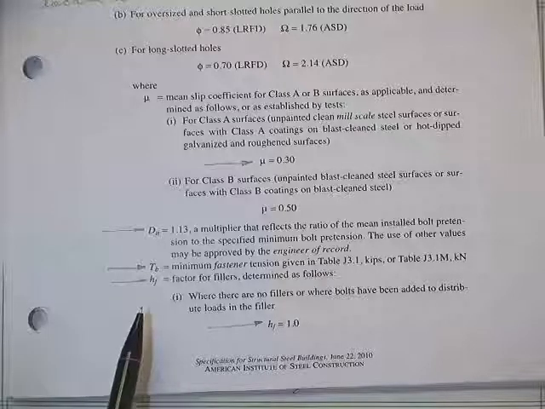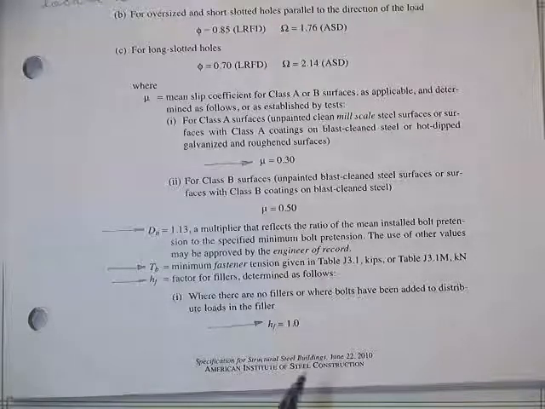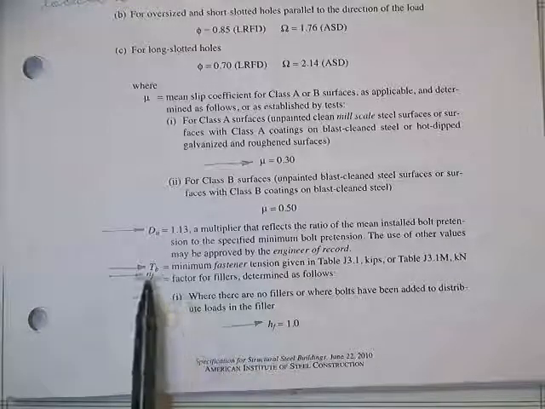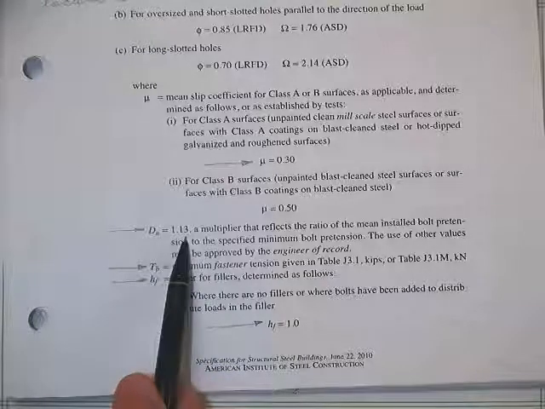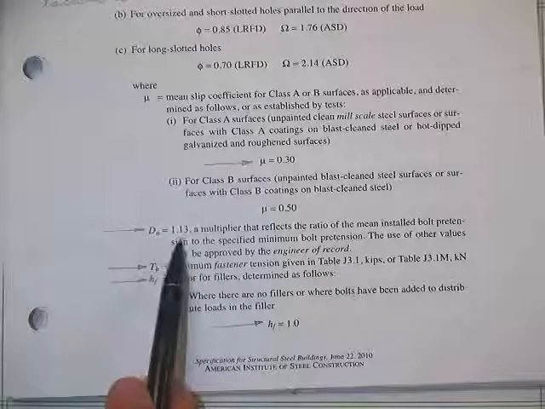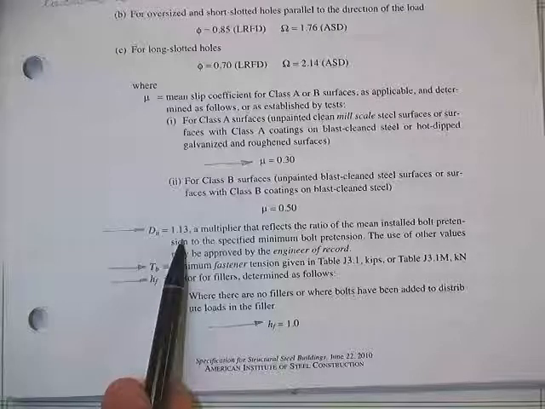It was because every time you tighten a bolt to the minimum required, you always about have to give me more, and they know you're going to give me more, and so they let you take into account what you're really going to put in there. 1.13 times the tension in the bolt, minimum required out of a table.